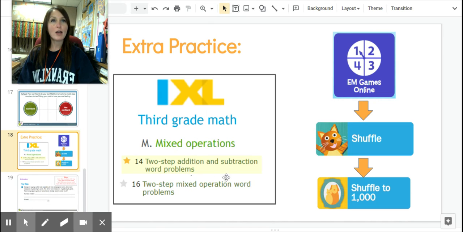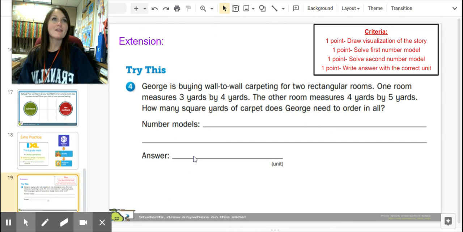And if you need some extra practice, here are some things on Excel. Here are some games on Everyday Math, and then an extension to try your thinking if you'd like to try that. All right, good luck, guys. Let me know if you have any questions.